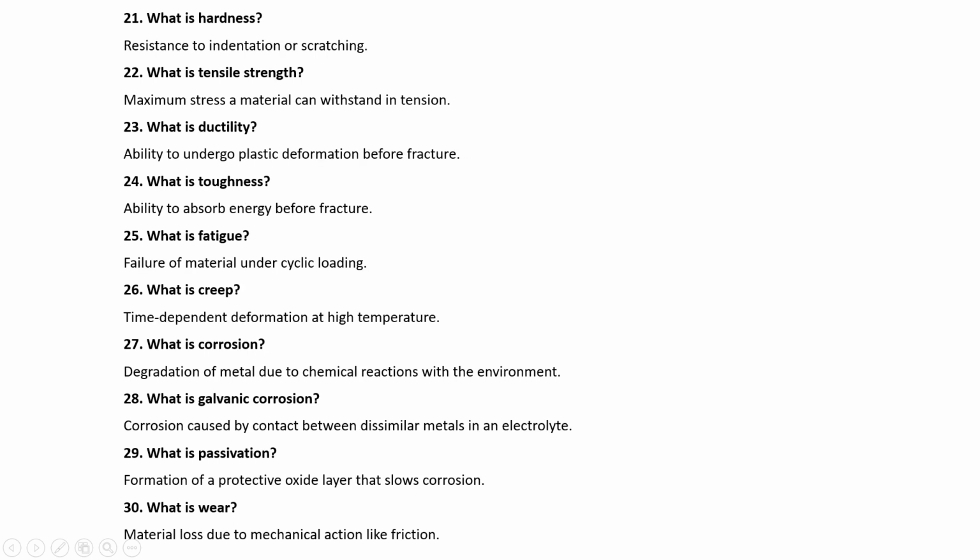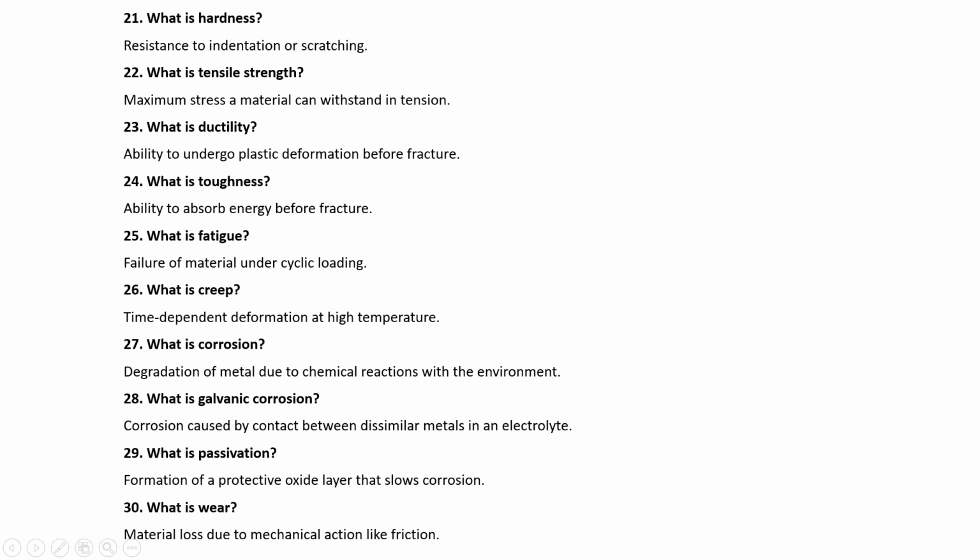21. What is hardness? Resistance to indentation or scratching. 22. What is tensile strength? Maximum stress a material can withstand in tension. 23. What is ductility? Ability to undergo plastic deformation before fracture. 24. What is toughness? Ability to absorb energy before fracture. 25. What is fatigue? Failure of material under cyclic loading.